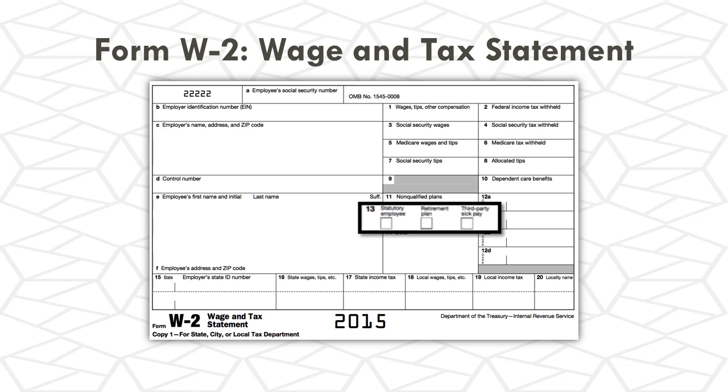Box 13 has a couple of various boxes that may or may not be checked. This could change how the income is reported or even whether or not it needs to be reported. So we'll talk about what each of those means later on.